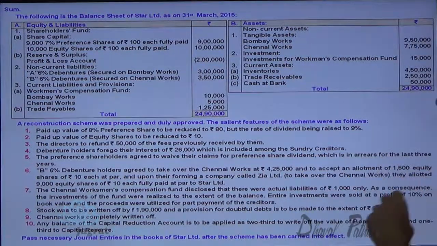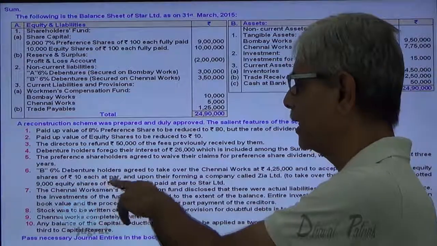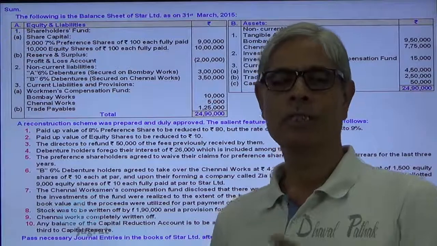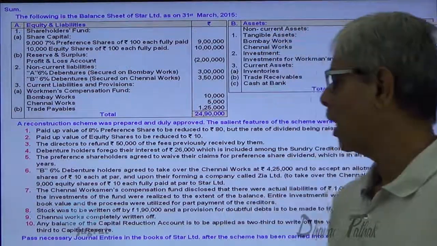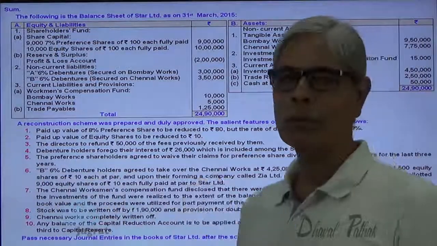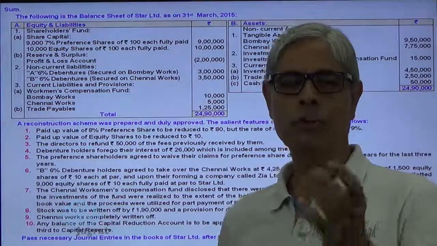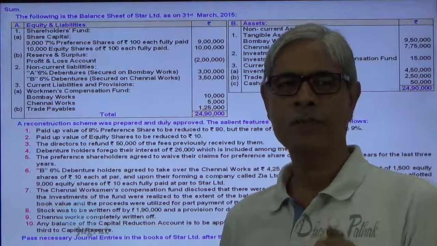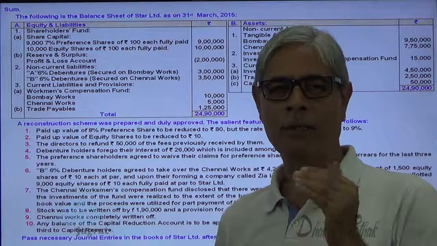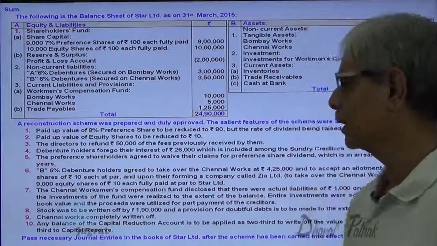And they are to accept the allotment of 1,500 equity shares of rupees 10 each at par. So we are going to issue shares to the debenture holders. They will become our shareholders. How many shares are going to be issued to them? 1,500 shares, each of rupees 10. So 15,000 is to be recovered from them against the allotment of our shares to them as per the agreement.